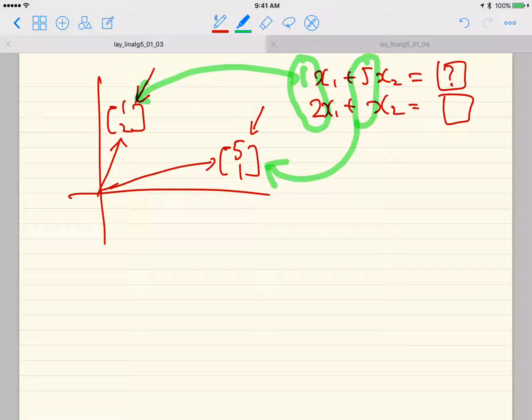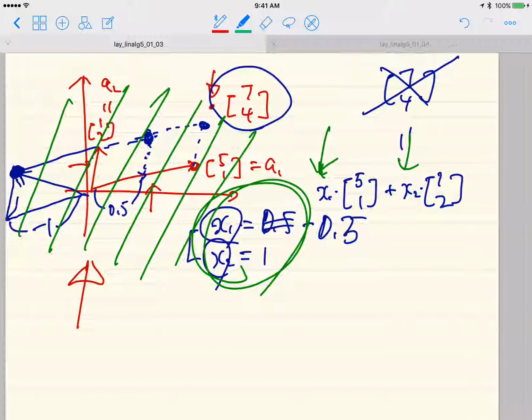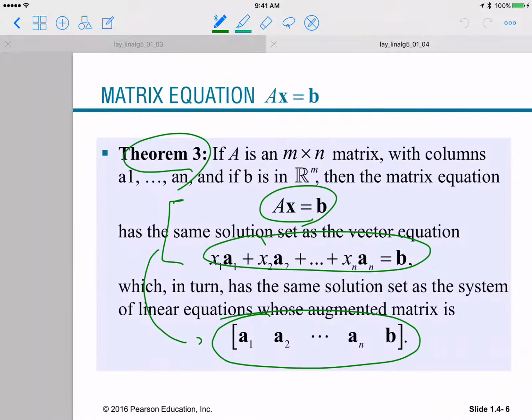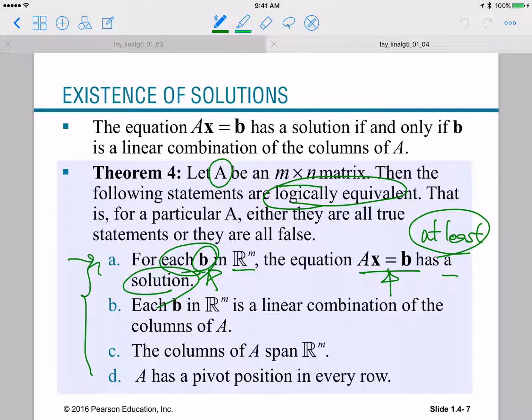So in order to guarantee that we always have at least one solution, regardless of the B value, it means the span of these A vectors must cover the whole space. You probably now understand the meaning of this, right? We are handling such a situation where, for any B, regardless of what the vector B is, our equation always has at least one solution, right?